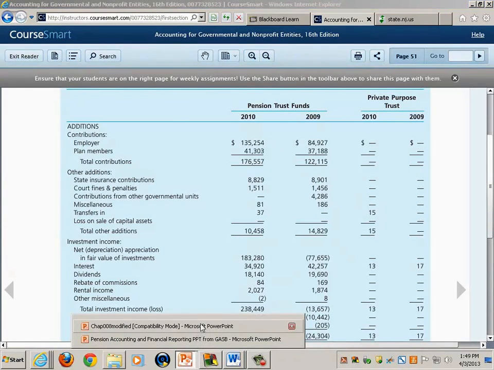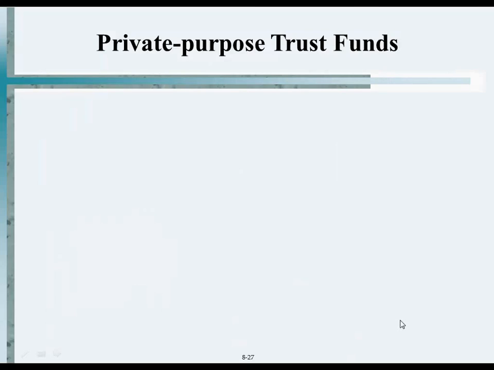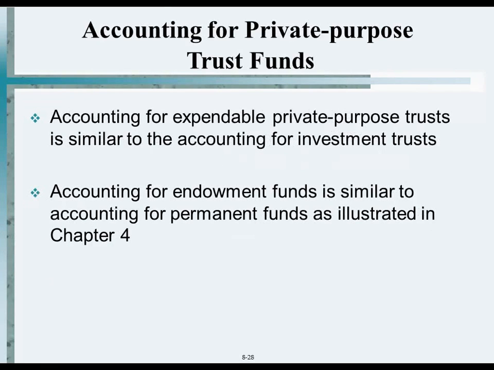Now we'll come to the real important part of this. And these are some hints on accounting for endowment funds. It is similar to accounting for permanent funds. And does everybody know what the word expendable means? Where you can spend both? Yes.